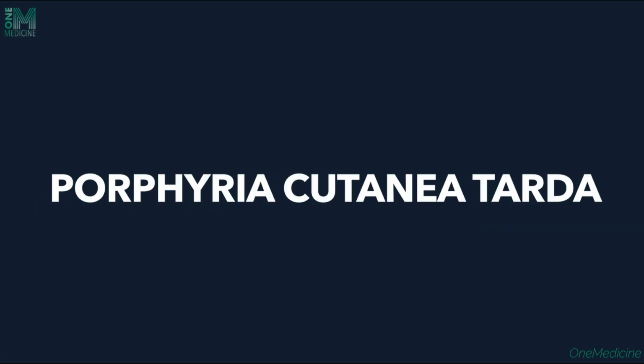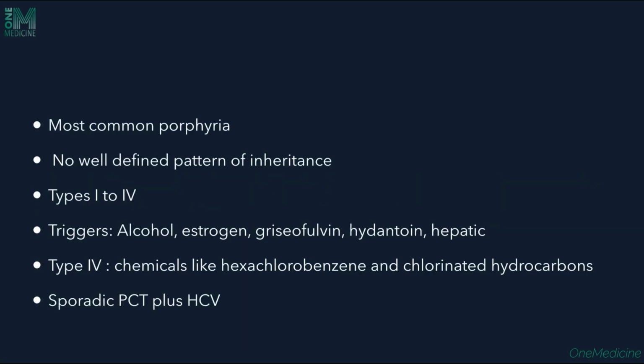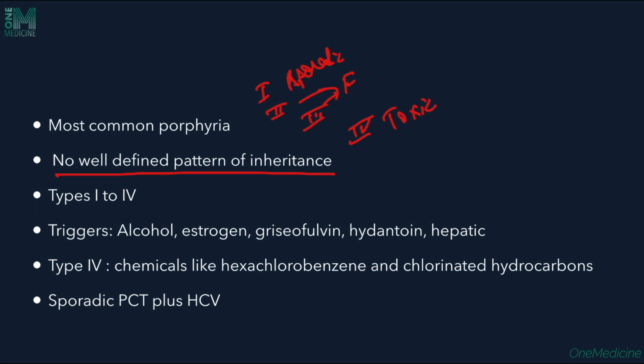Next is porphyria cutanea tarda, which is the most common form of the porphyria. There is no well-defined pattern of inheritance here. We have types 1, 2, 3 and 4 of PCT. Type 1 is the sporadic form of porphyria. Type 2 and type 3 are familial forms. Type 4 is the toxic form of the porphyria.